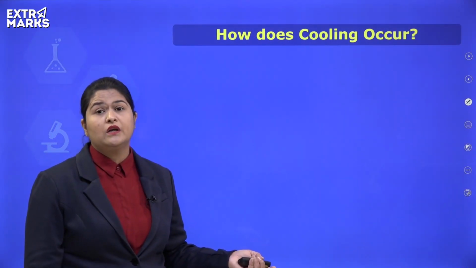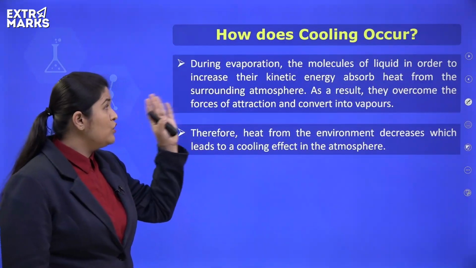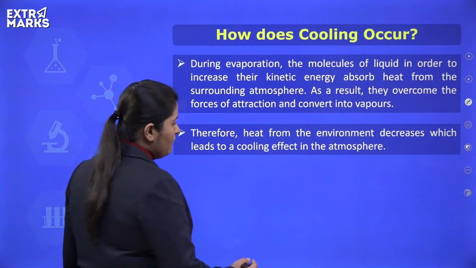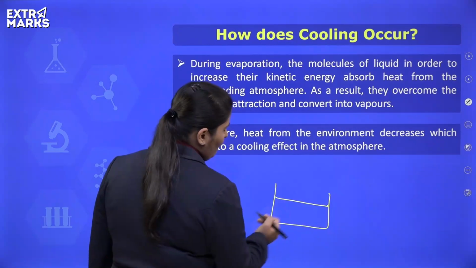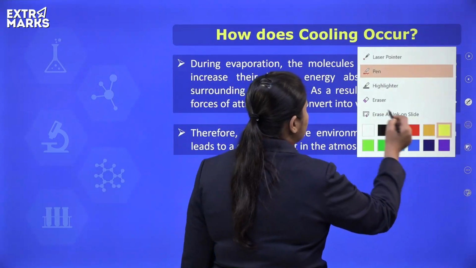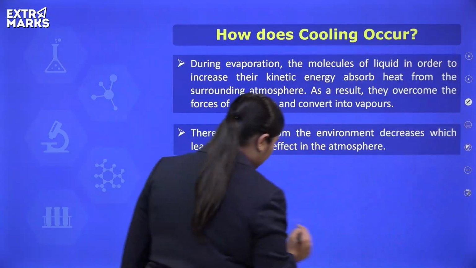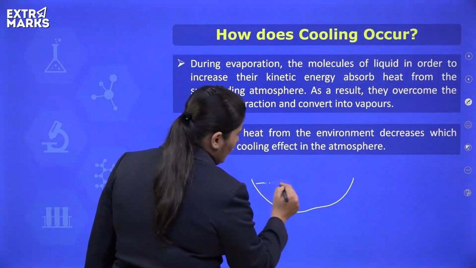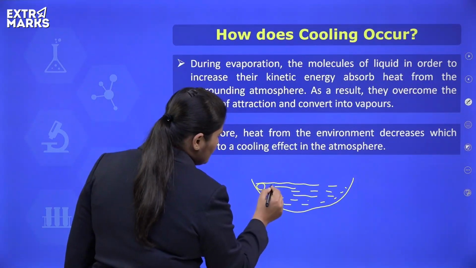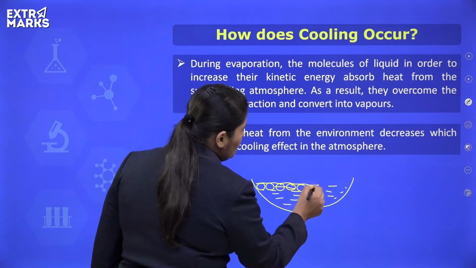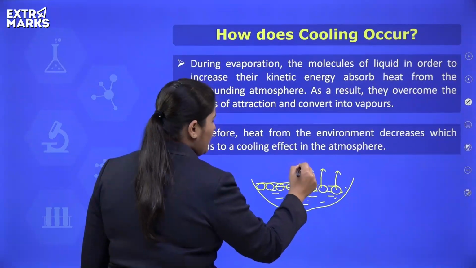So, how does cooling occur? What is the reason behind cooling? See, during evaporation, what happens? Whenever a substance is evaporating, suppose this liquid needs to evaporate. Let's take the example of a lake. Suppose there is a lake here. In this lake, water is present. Now, the particles present at the surface want to move out of this liquid. They want to convert to the vapor state and evaporate.